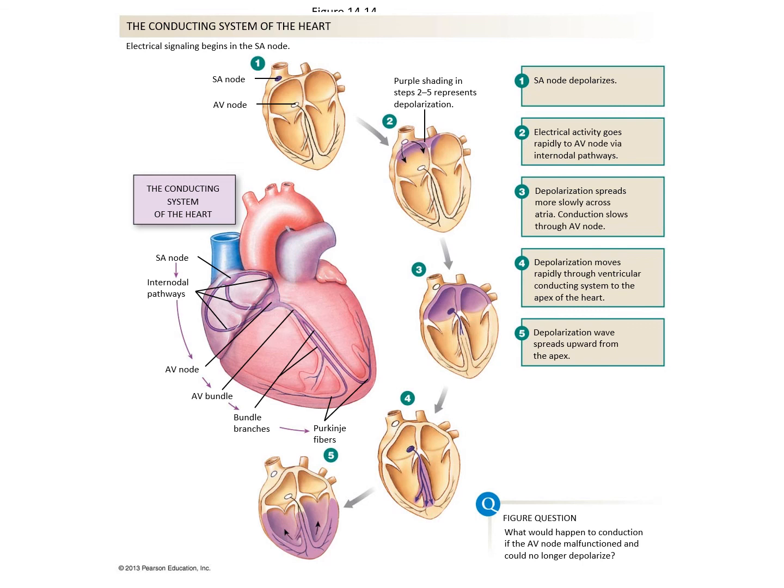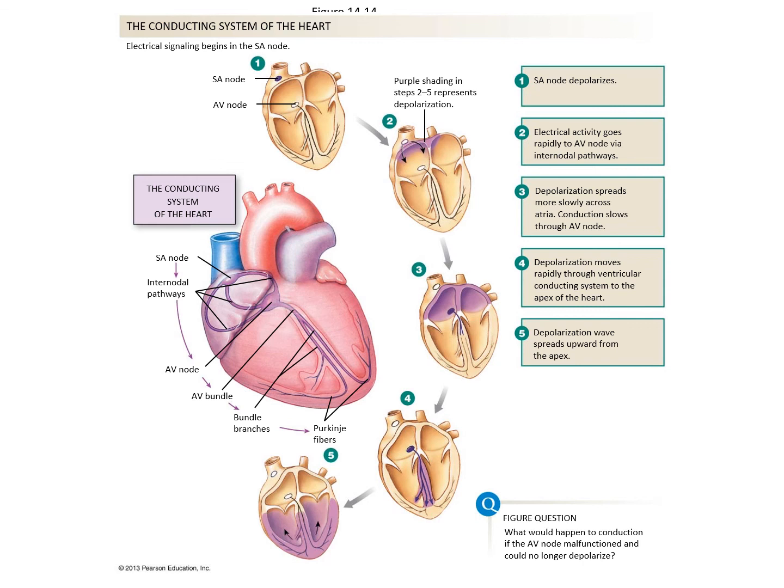And because every cell in the heart is connected via gap junctions, when the SA node fires, the rest of the heart will depolarize. It's like throwing a rock in a pond of water. So the SA node is going to depolarize here. Electrical signals will move from cell to cell via the gap junctions and spread through the internodal pathways towards the AV node. Once it reaches the AV node, electrical conduction from the atria to the ventricles is blocked except at the AV node. Here, conduction slows through the AV node.